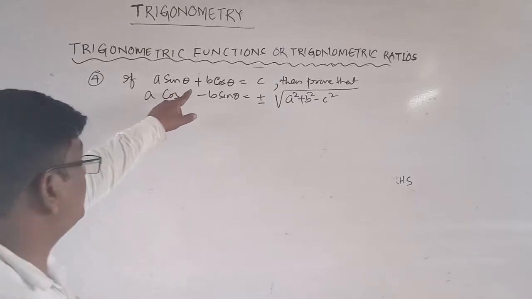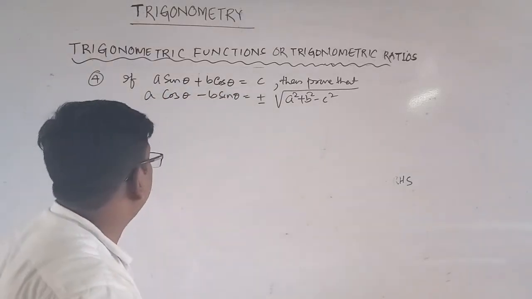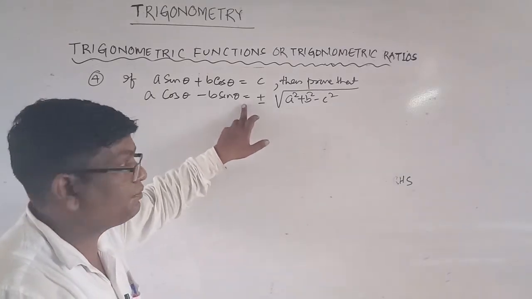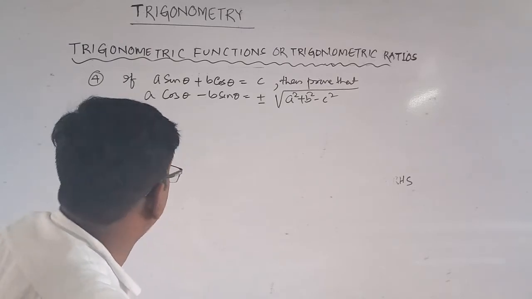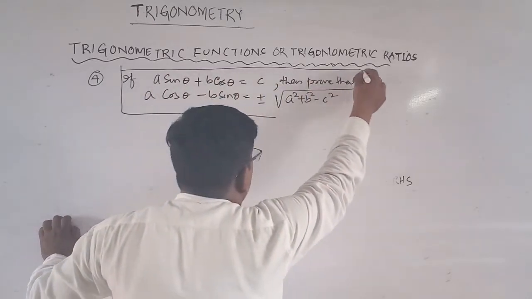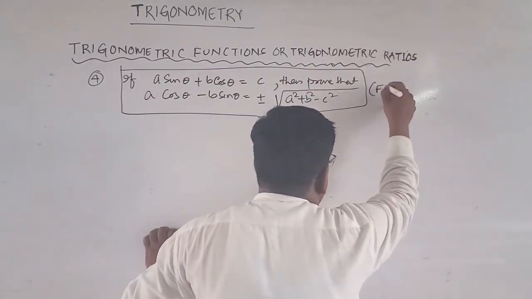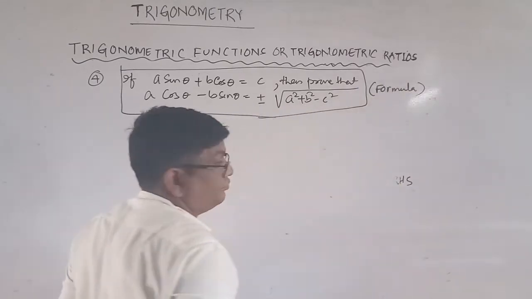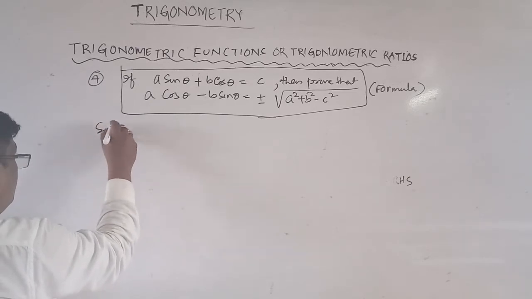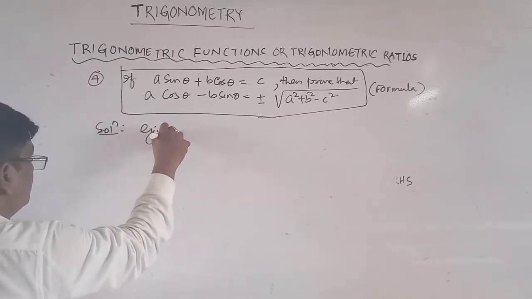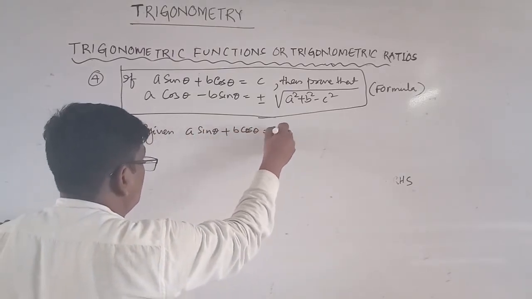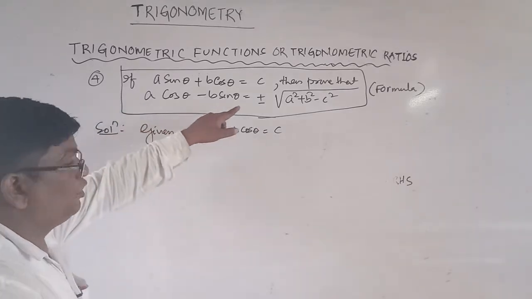Now, if a sin theta plus b cos theta equals c, then prove that a cos theta minus b sin theta is equal to plus or minus square root of a square plus b square minus c square. This is one formula also. Okay, this is a formula. So the solution: given a sin theta plus b cos theta is equal to c. Now we have to prove this.